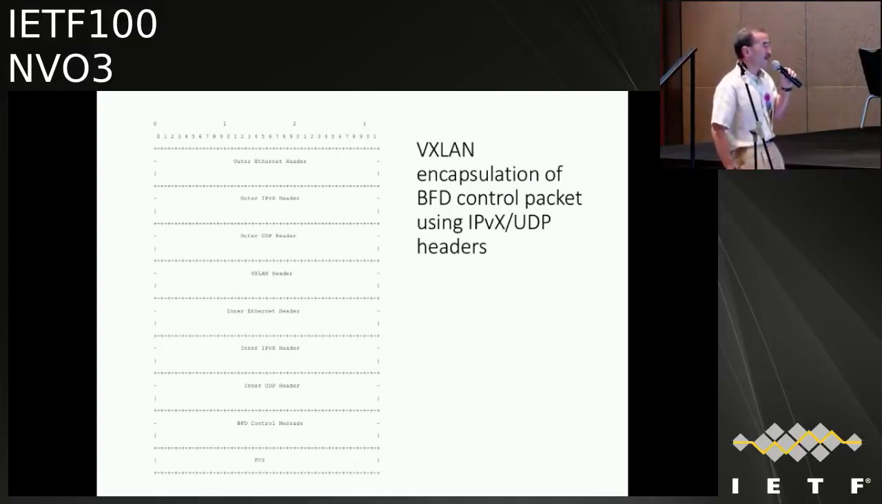So this is what the lack of multi-protocol support in NVO3 costs: extra headers. But, you know, if you cannot do any better, then you have to do this. So you have the outer Ethernet header, IP header, UDP header, then the VXLAN header, and inner Ethernet header, inner IP header, UDP header, and then finally only the BFD control message.